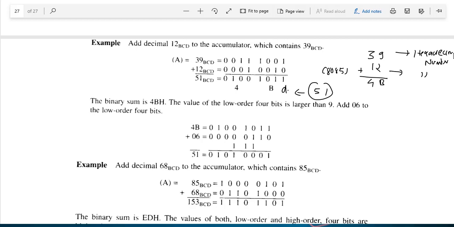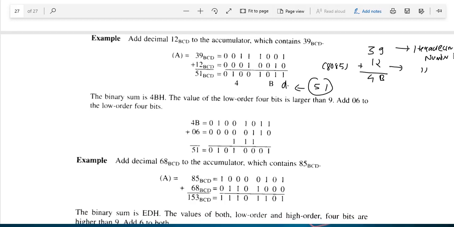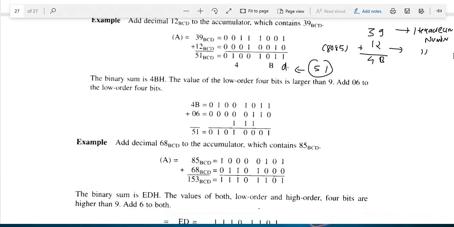Okay. So for this we have a special instruction that is called DA. What will DA do? So first of all we will add the numbers as they are. After that we will use the instruction DA. What will DA do? DA will check the first four bits of the result. If it is greater than 9, or if there is a carry from D3 to D4, please note it down.